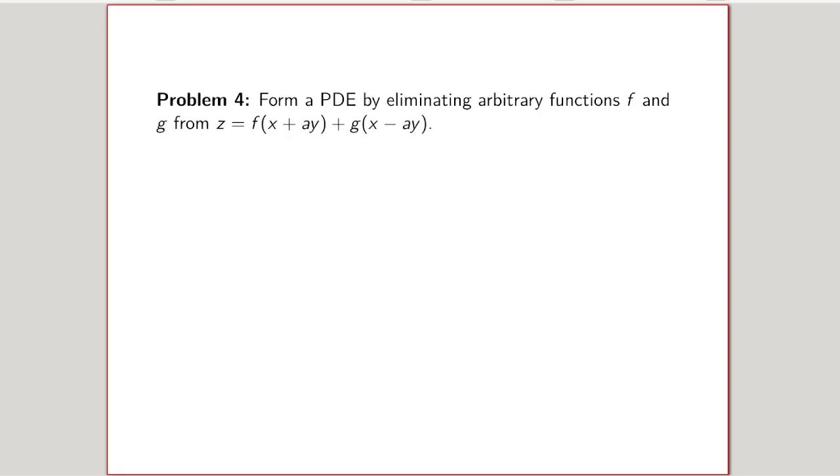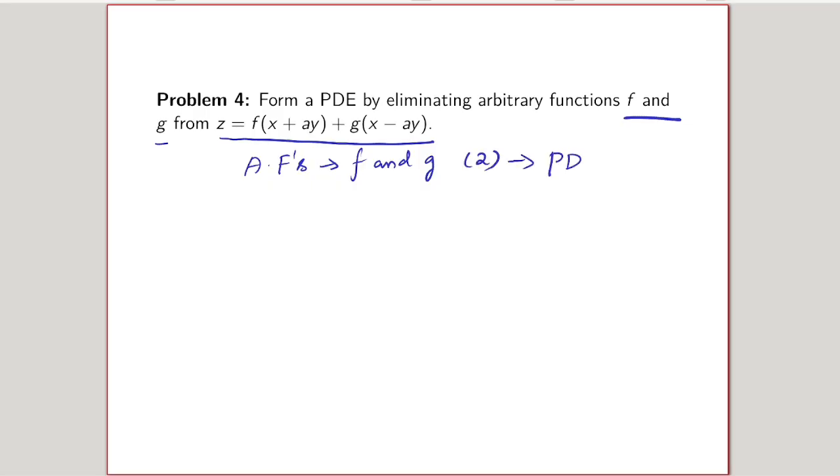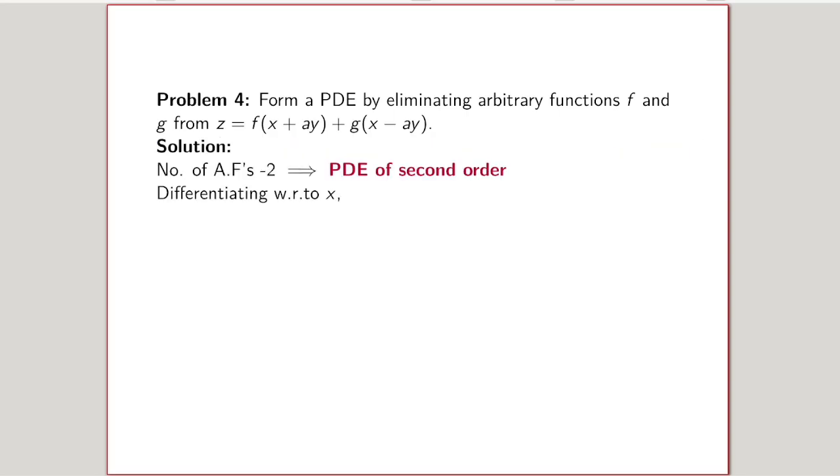So next question, form a PDE by eliminating arbitrary functions f and g from the relation z equal to f of x plus ay plus g of x minus ay. So note that in this question, the arbitrary functions are f and g. So there are two arbitrary functions. So we will be getting a PDE of second order. So number of arbitrary functions is 2. So we will obtain a PDE of second order.